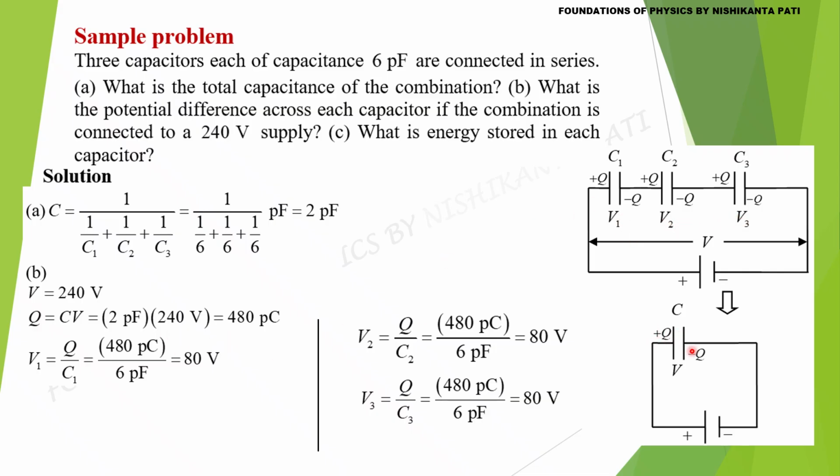So Q is equal to CV, C into V, Q found. Then after finding Q, V1 is equal to Q by C1, V2 is equal to Q by C2, V3 is equal to Q by C3.